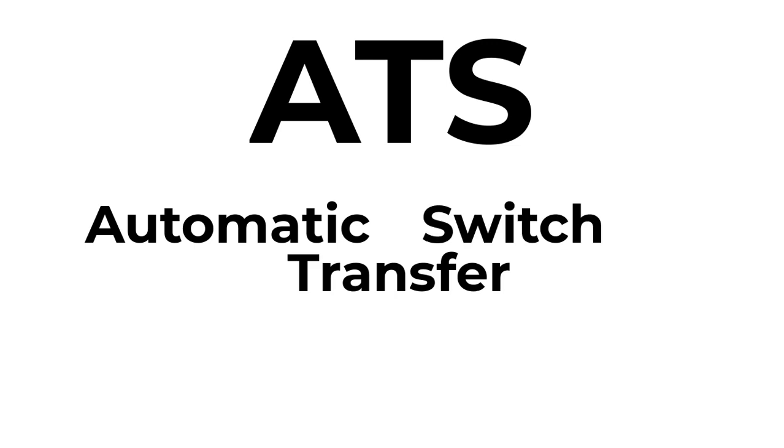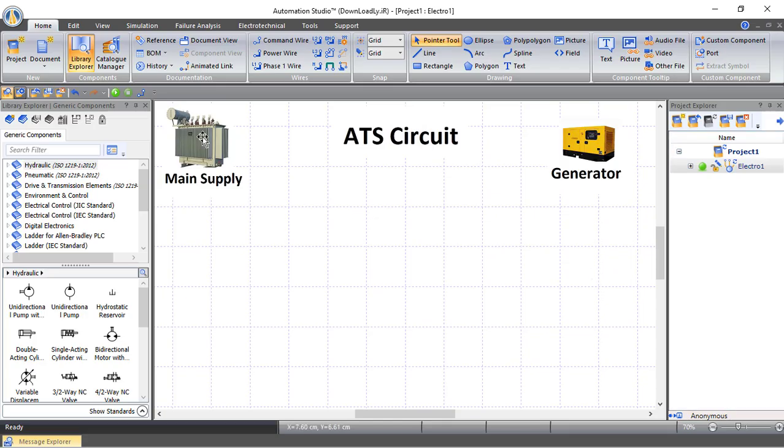In today's lecture, we will design and create an ATS circuit. ATS stands for Automatic Transfer Switch, which is used to automatically transfer power supply from its primary source, which is here the national grid or utility, to a backup source like a generator when it senses a failure or an outage in the primary source. So as you can see here, this is our main supply or the primary source, and this is the backup source or generator.